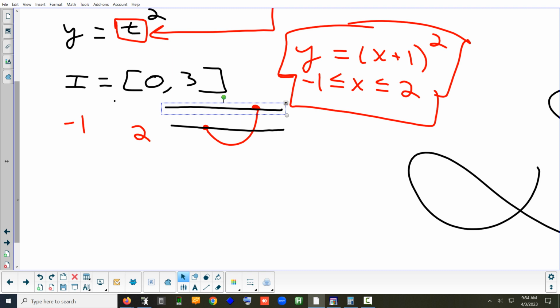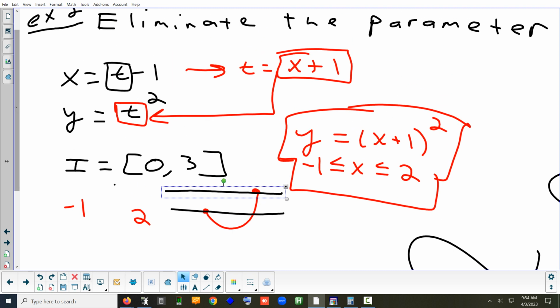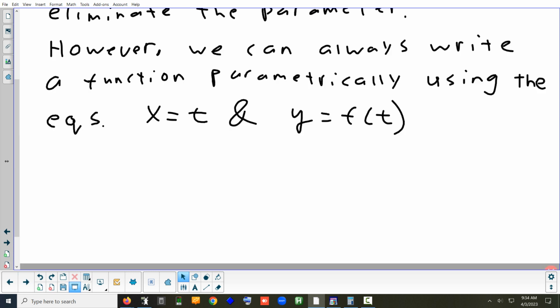Yeah. What does I represent? Oh, I. It's just the interval. It just stands for interval. It's the name of the thing that tells you the low and the high value for t. Okay.